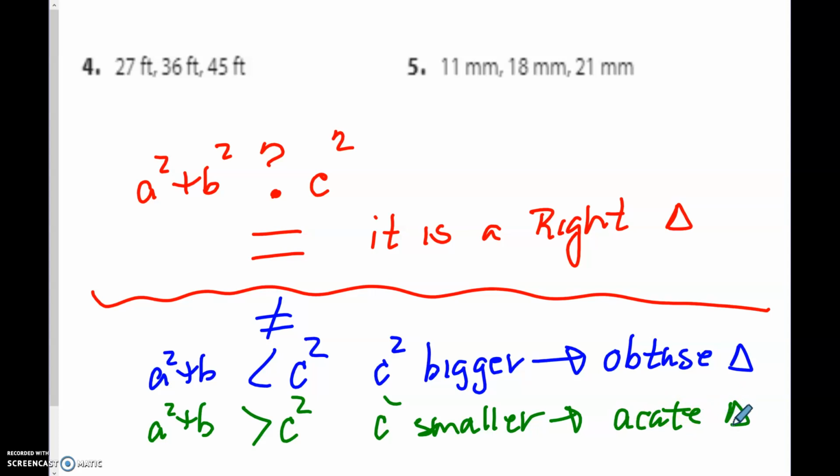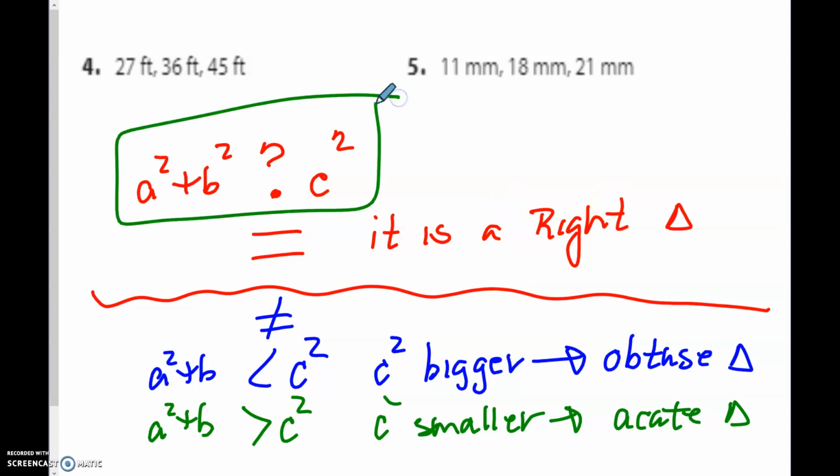All right, good luck on your homework assignment for today. Remember, you only have to really find if it's right or not. Yes, it's right. No, it is not right. And we do that by setting up your Pythagorean theorem.